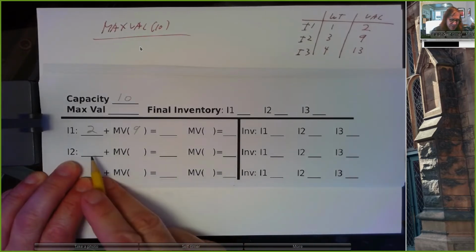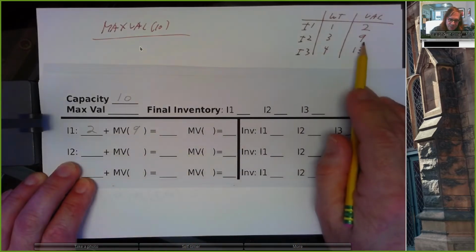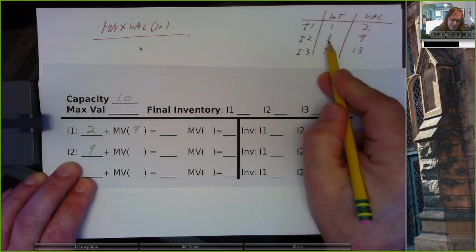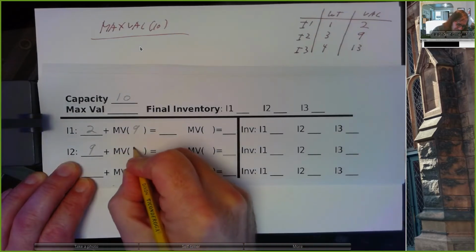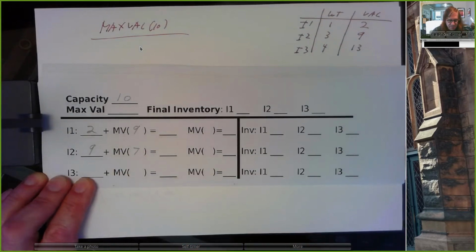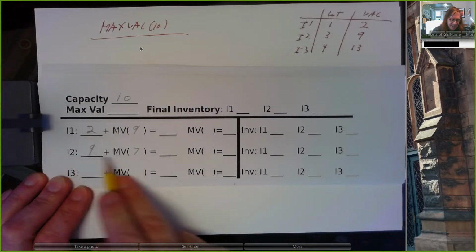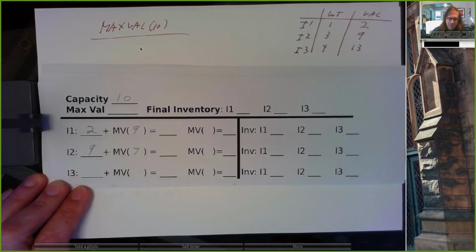But a second possibility is we start with item 2, which has a value of 9 and a weight of 3, which means that once we put this in our bag, it only holds 7 ounces. And so whatever max val of 7 is, we add 9 to that. That's the value we get by starting with item 2.